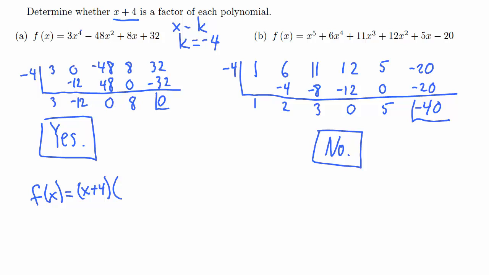This is originally degree 4, so bring it down 1 degree, making this 3x cubed, then minus 12x squared. Now notice that this is a 0, so I could do plus 0x, but there's no reason to. Just don't write down that degree. And then this is a degree 0 term, so that's just plus 8 at the end. So if you wanted to and you wanted to factor this out, this would be the factorization.